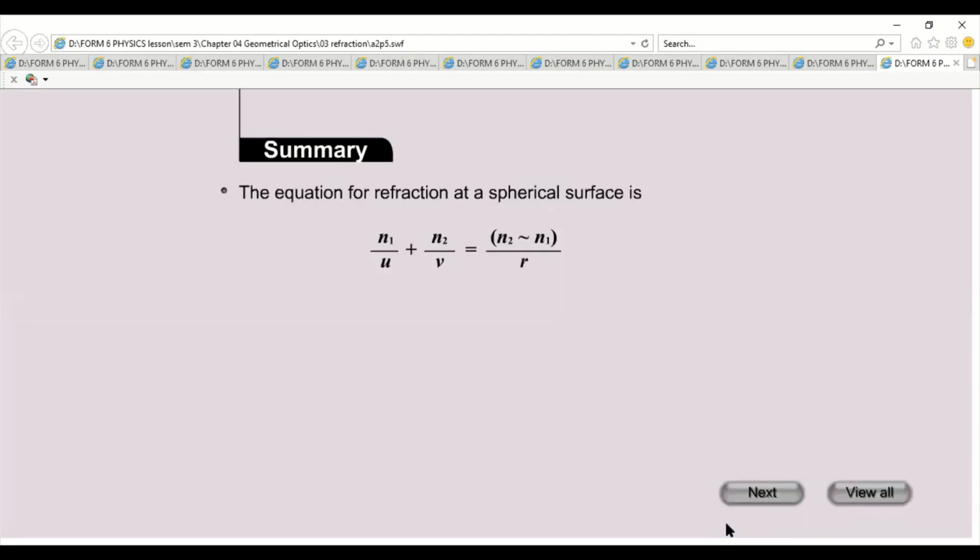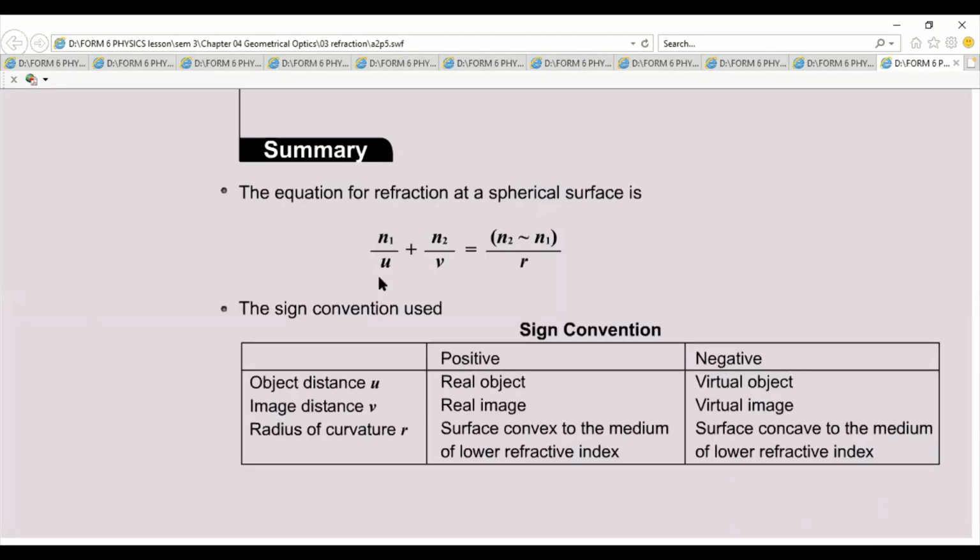So from here we can conclude that n1 over u plus n2 over v equals n2 minus n1 over R. This will be the equation for the refraction at a spherical surface. And the sign convention: u positive where it is a real object, u negative where the object is virtual. V positive because real image, V negative is for virtual image. R positive for the convex surface, R negative for the concave surface.